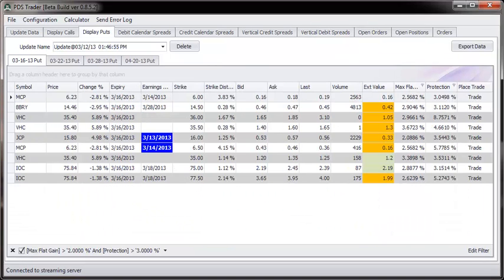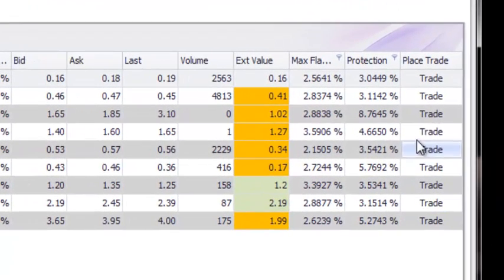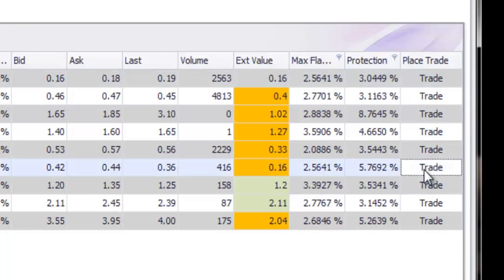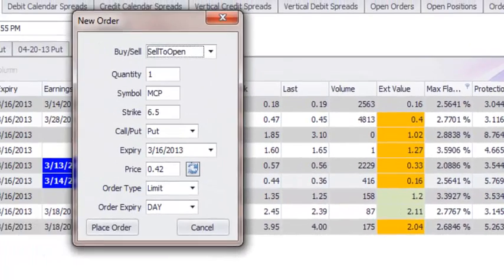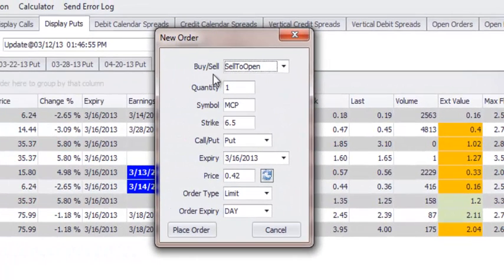So now that we've gone through these strategies, let's see how easy it is to place a trade from the platform. This process is the same for all strategies. Simply click Trade in the far right column and the order box is already filled in. Here you have the buy to sell. This is selling to open.